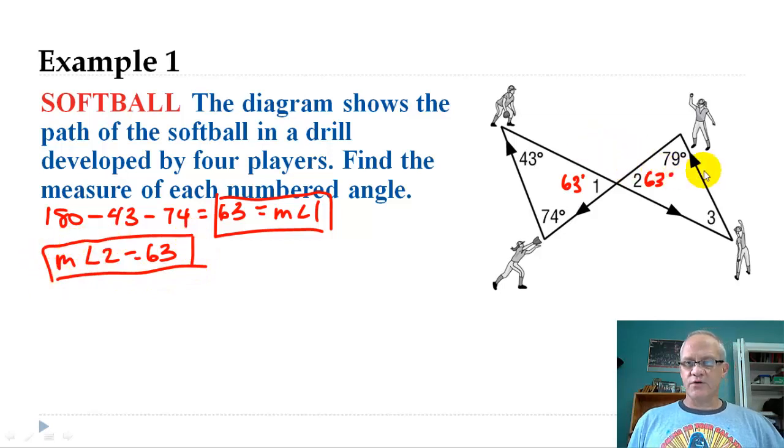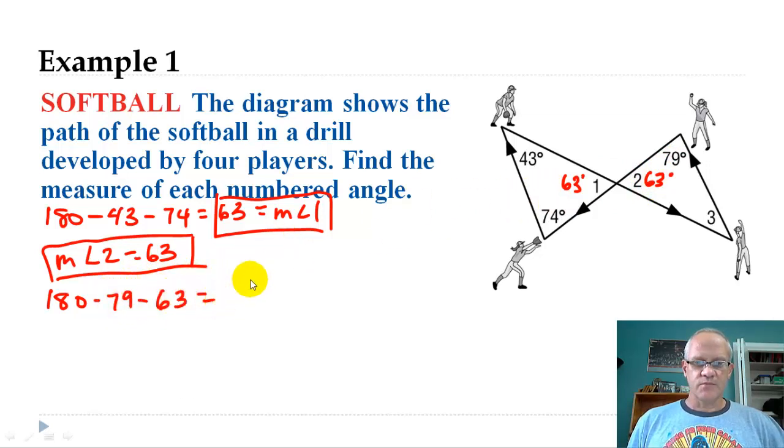Okay, we got one left now. Well, now look at this triangle on the right. We know 2 of the 3 angles, and so what can we do here? Same thing we did in the first one: 180, but this time we're going to take away 79, and then we're going to take away 63, and then what's left will be angle 3 here. So that's 180 minus 79 minus 63, and that is 38. And so that's the measure of angle 3.